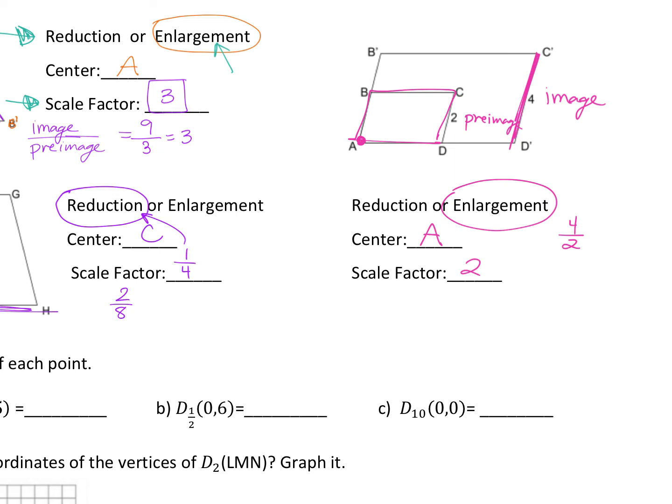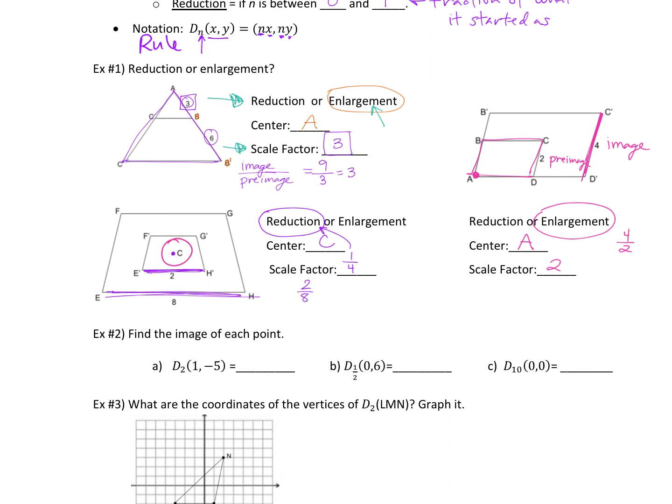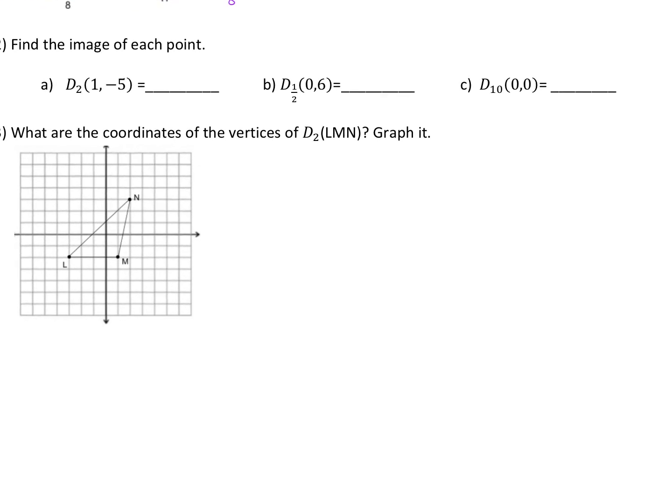Wait, so will the center always be A? No, it will always be the point that doesn't change. So sometimes that's a point in the middle of the figure that didn't change. Sometimes it's a point on the figure where A is A prime. That's why. Yeah, they just don't label it both ways. Okay. But it is technically your A prime. Yeah. Okay, these ones are really simple.